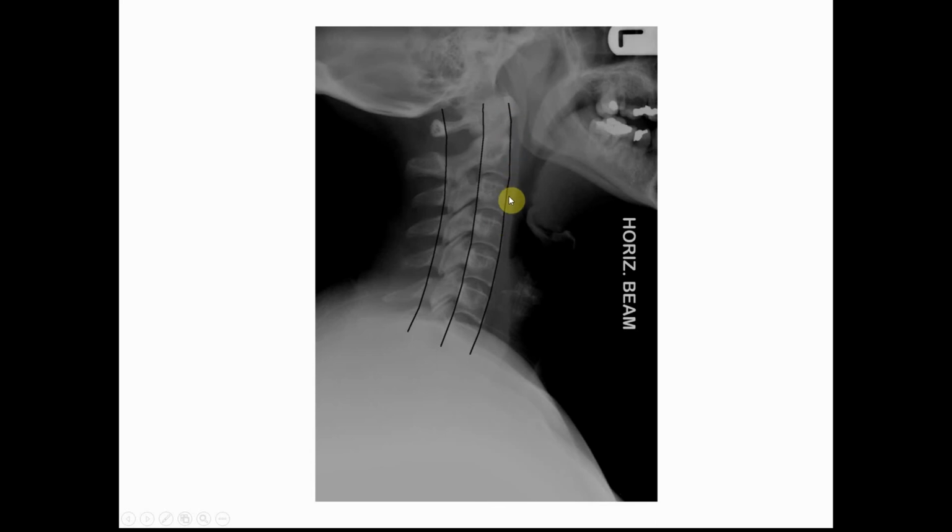But you notice there's this nice clean line down the front of the vertebral bodies. There's a nice clean line down the back of the vertebral bodies. And then there's a nice clean line here right on the anterior aspect of the spinal arch. So in between these two lines is where the spinal cord is going to go.